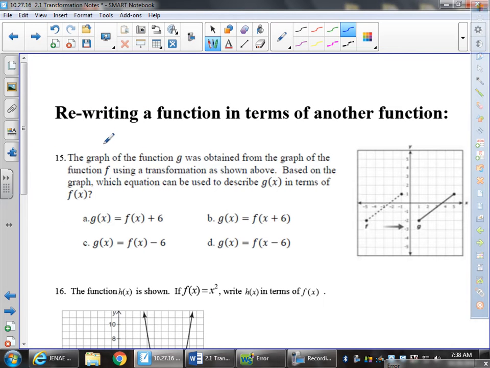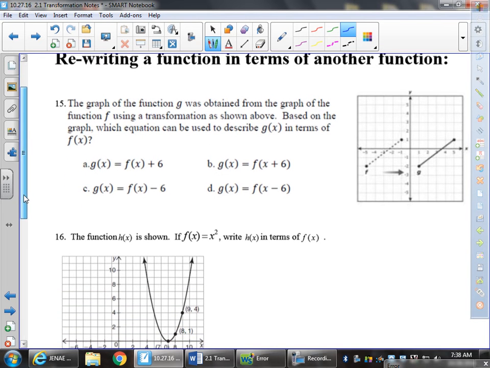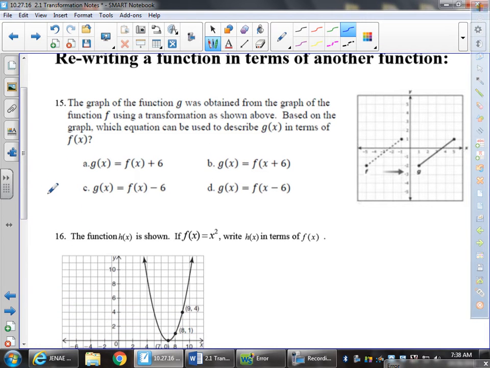It's really not too bad, but it's going to be a good conversation right now. The best way to learn is to practice it. So let's look at number 15. The graph of the function g was obtained from the graph of the function f using a transformation as shown above. Based on the graph, which equation can be used to describe g of x in terms of f of x? So now how many functions do we have in play right now? 2. There's 2. So if you have your colors, colors will help us out here to keep track of what's what.